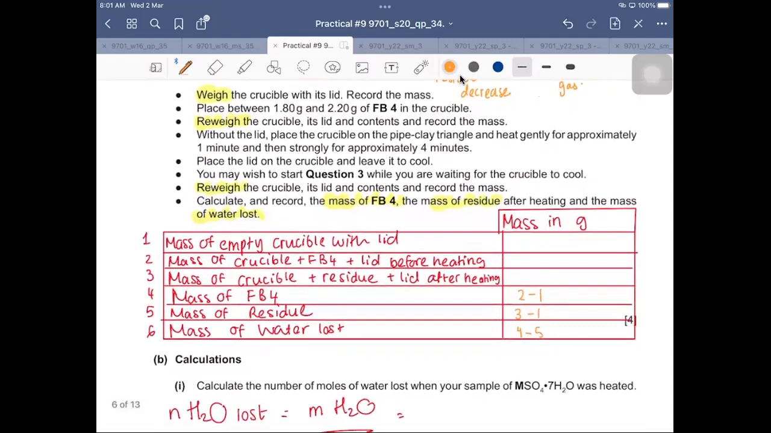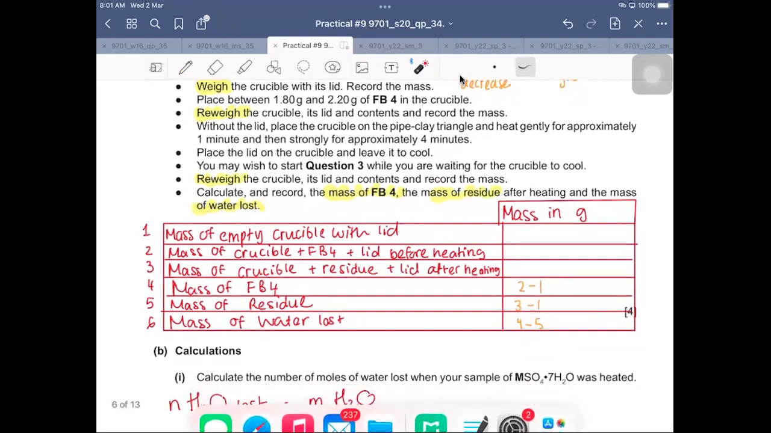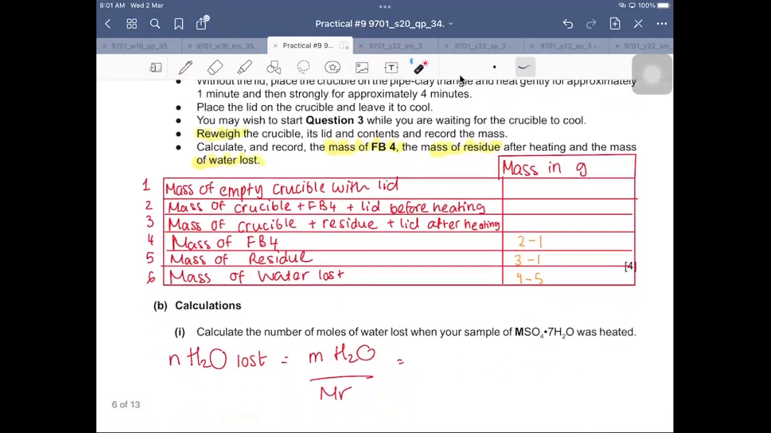Okay, then the question wants you to calculate the number of moles of water lost when your sample was heated. So we want to find the number of moles of water that is lost. You already know the mass from here, right? So to convert to the number of moles, you take the mass divided by the Mr of water.